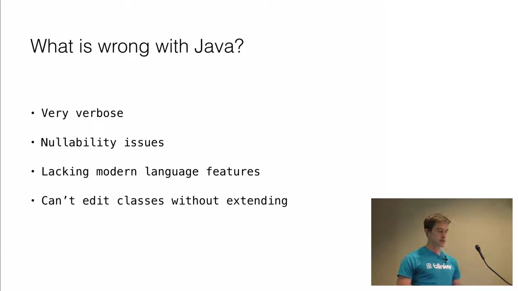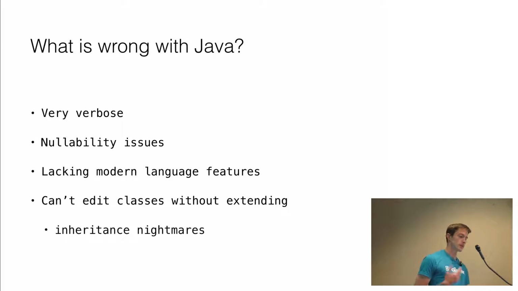And another real big issue, and this is probably one of my favorite parts of Kotlin, is we can't edit classes without extending them. So in Java, if we want to add functionality to a class, you usually have to end up extending it, or you write a util function and you're wrapping it around it. And that ends up with this giant folder or package in your project with tons and tons of util functions. But if you did want to extend it, you end up in inheritance nightmares, which are never fun.